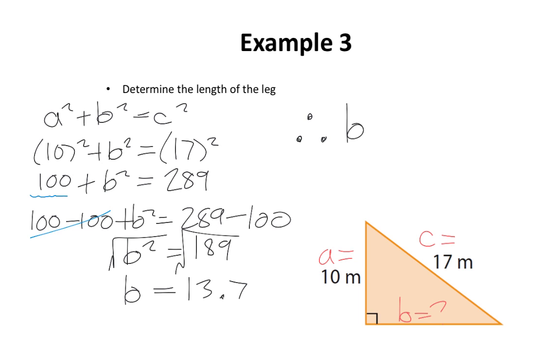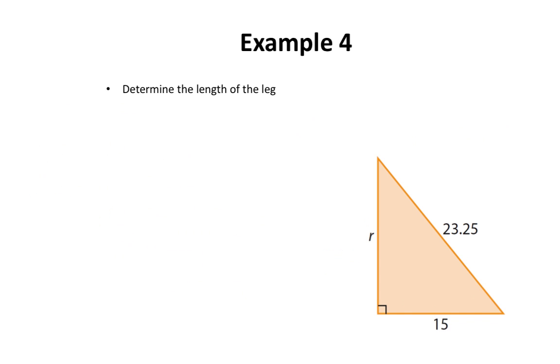Therefore, b is 13.7 meters. In our fourth example, we want to determine the length of the leg. So let's take a look at our diagram. We've already been given the value of the hypotenuse, so I'm going to name that c. We've been given a variable for one of our legs, that's r, so I'm going to say a is equal to r, and down here I'm going to say b is equal to 15.